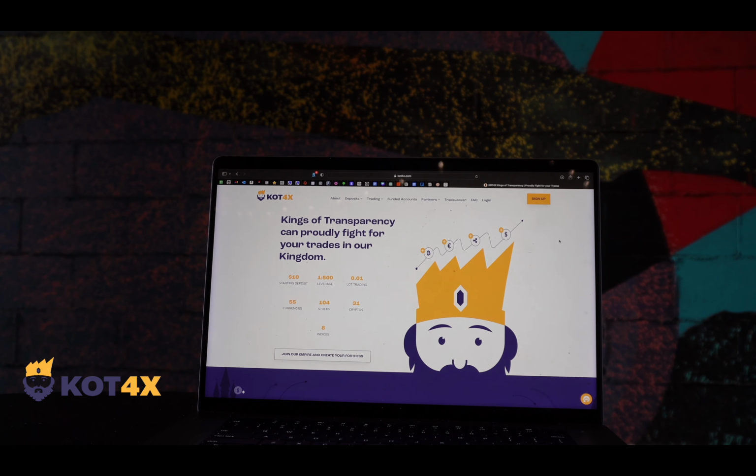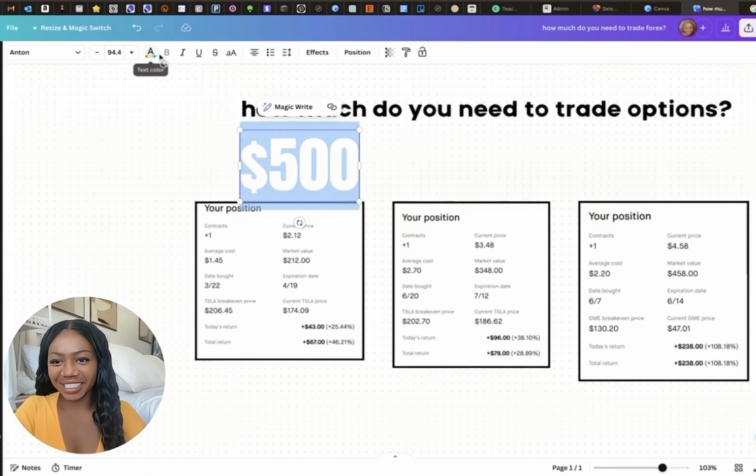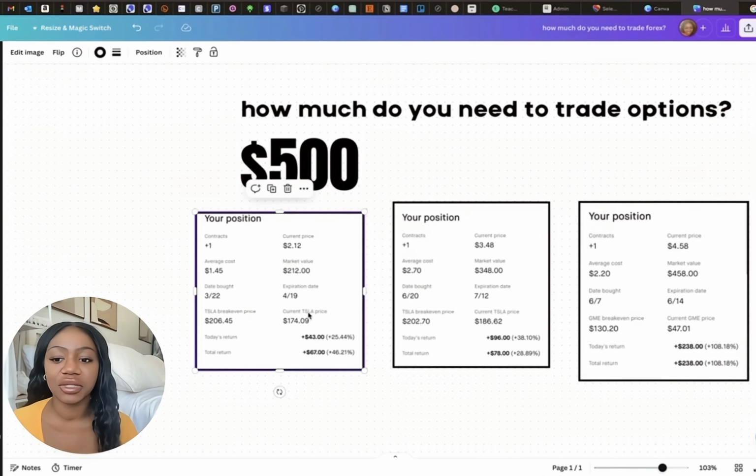Now let's move on to stock options. How much money do you need to trade options? Drum roll. $500. Yes, $500 is what I suggest you start trading options with. Can you trade with less? Yes. Can you trade with more? Yes. But if y'all want me to give you a nice, safe number, $500 is what you're going to need to trade with. And here are some examples as to why I say that.